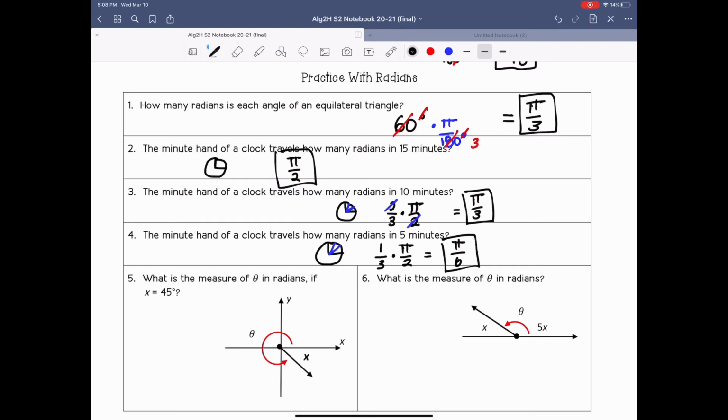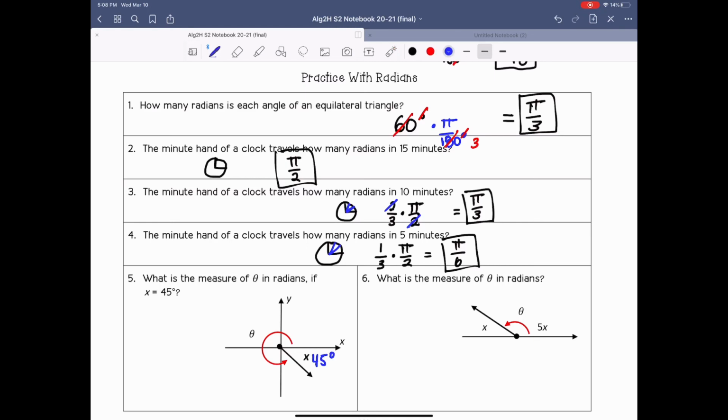Example number 5. What is the measure of theta in radians if x equals 45 degrees? All right, well, here's the deal. I've got this kind of a situation where I've got theta all the way around the circle right here, except for this little chunk. This little chunk of my circle is 45 degrees. So what I can do is I can take the whole circle, which I know is 2 pi, and I can subtract that little segment, 45 degrees. Now, 45 degrees is half of 90 degrees, so that means it's exactly halfway between the y-axis and the x-axis, and we know if we convert that to radians, that would be pi over 4.